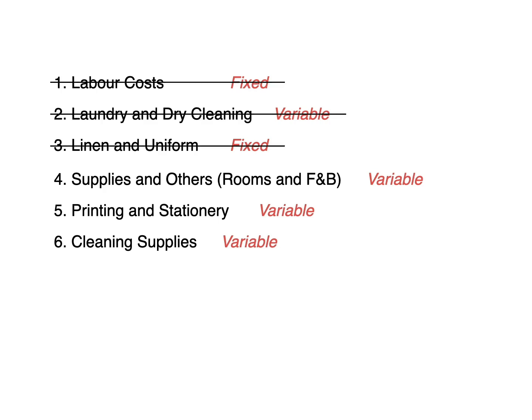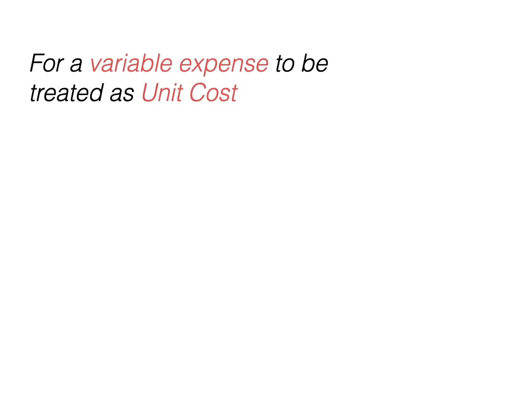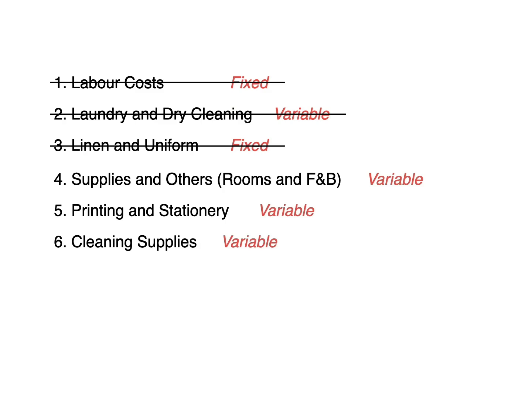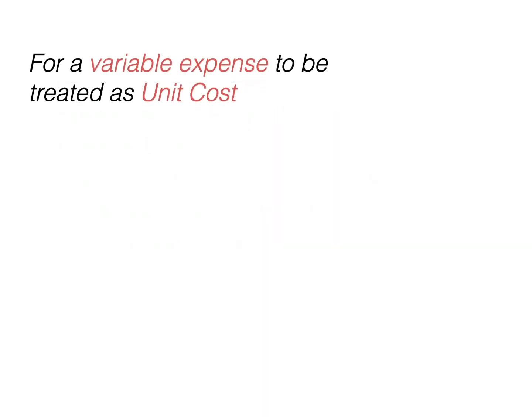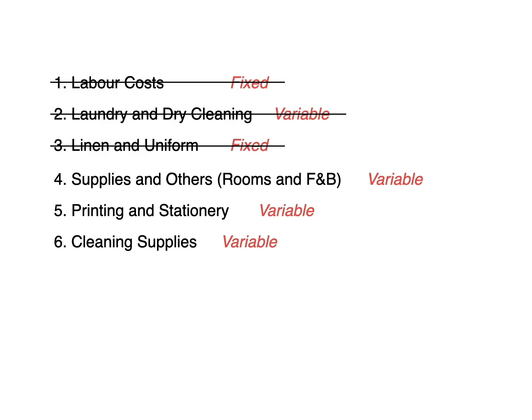The second requirement for an item of variable expenses to be treated as a unit cost is that an inventory must be held for these items. Here again, laundry and dry cleaning does not have any inventory item related to it, although it is a variable expense. So that is cancelled too. That leaves us with expense items 4, 5, and 6, all of which are variable expenses and for which the hotel holds inventories. So these expenses qualify to be unit costs.